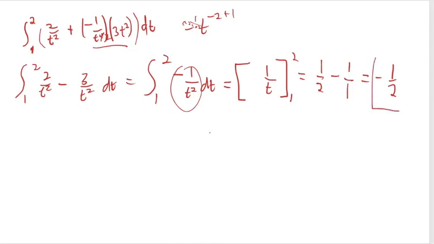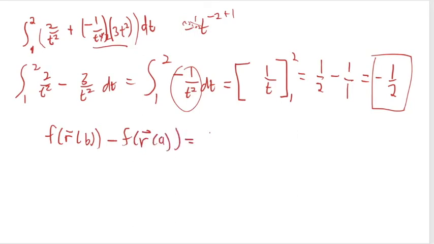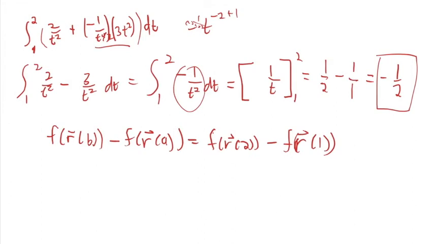So now let's verify the fundamental theorem of line integrals. After solving it this way, let's see if the statement f of r of b minus f of r of a equals f of r of 2 minus f of r of 1. So in order to verify the fundamental theorem of line integrals, we need to find f of xy.